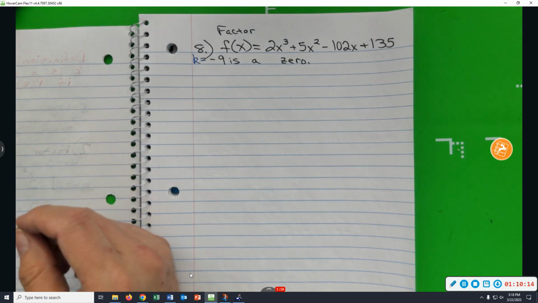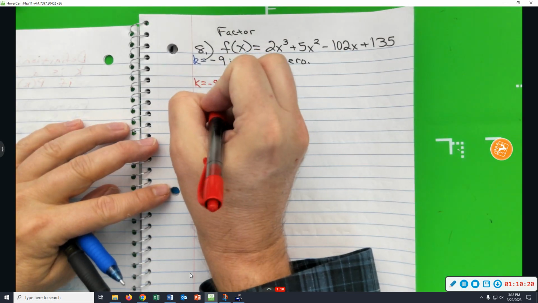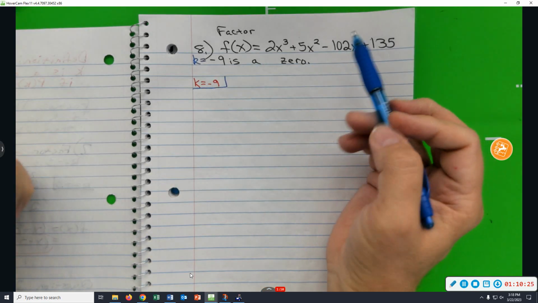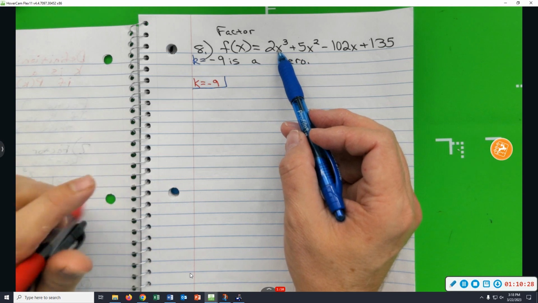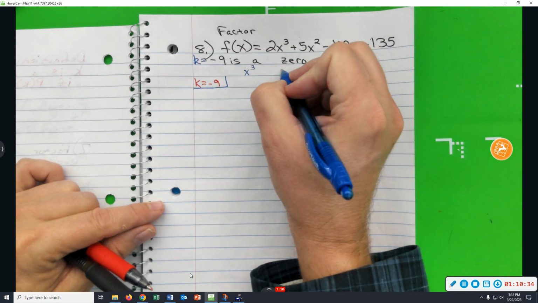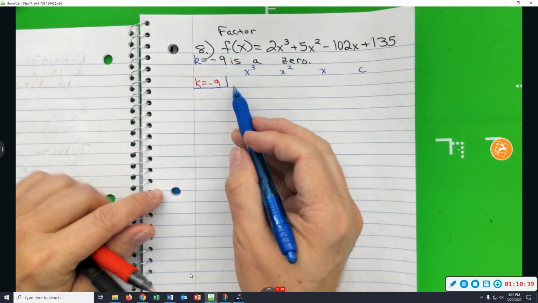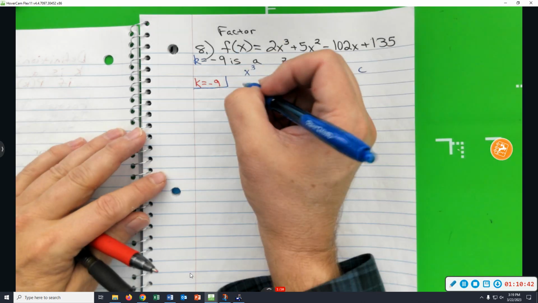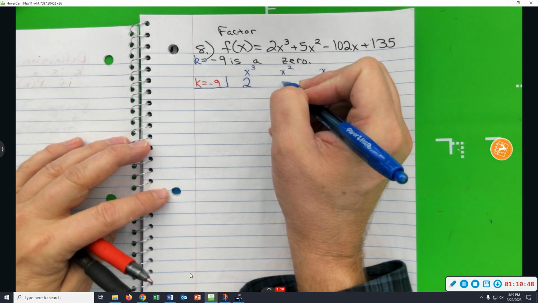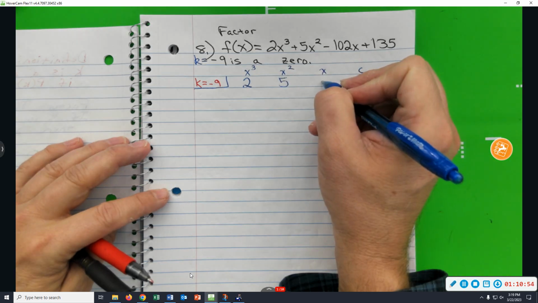So we'll set it up using synthetic division. K equals negative 9. My largest variable in the dividend, the thing being divided, is an x cubed, x squared, x, constant. Y'all call out this line here. What goes under x cubed? 2. I agree with 2. 5. Negative 102.